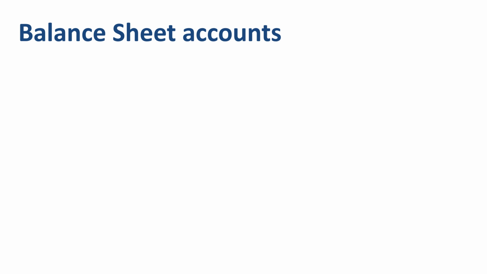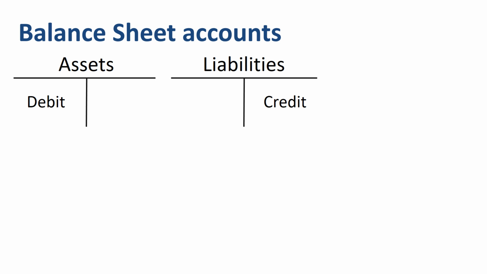For balance sheet accounts, we essentially have three types of account. Asset accounts, where the natural state is for an asset account to have a debit balance. Liability accounts, where the natural state is for a liability account to have a credit balance. Equity accounts, where the natural state is for an equity account to have a credit balance. Assets increase with a debit. Liabilities and equity increase with a credit.